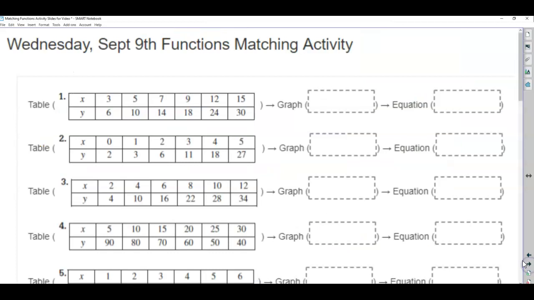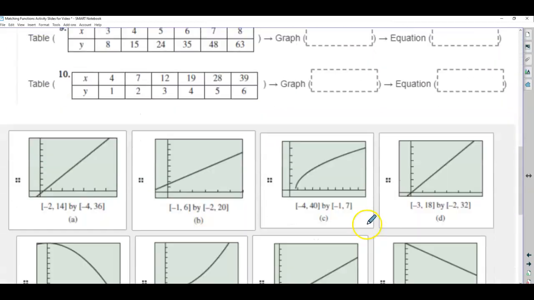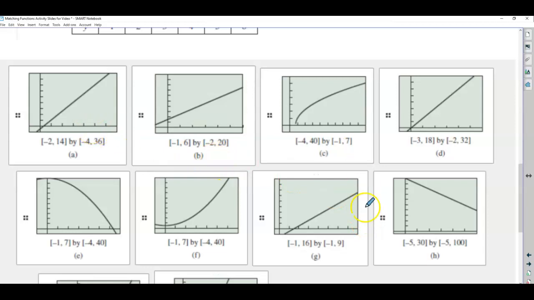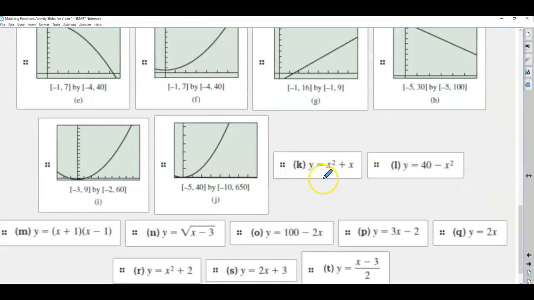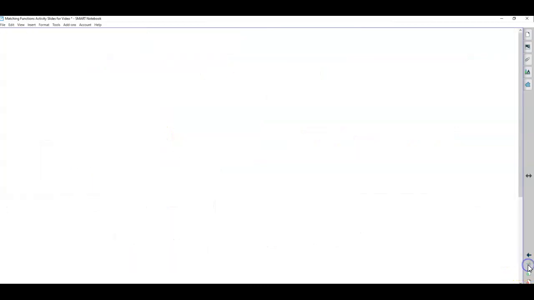All right. Here's what the activity is going to look like. For each problem, there's 10 of them. You're going to be given a table. You have to drag and drop the correct graph and equation into the blanks. So here are the 10 options, and then here are the choices. You've got 10 graphs, and you've got 10 equations. Drag them and drop them and match them all together. You can retake this activity up to 20 times. Good luck. Enjoy.